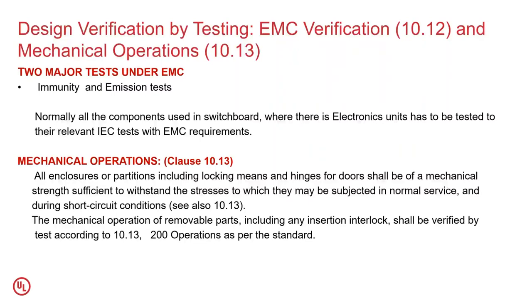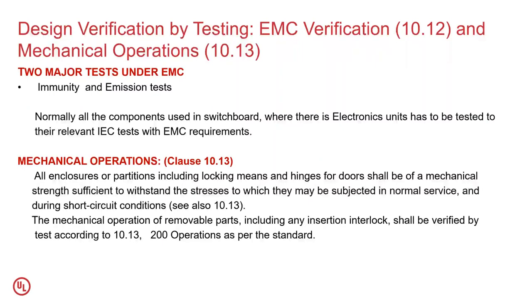Why is it required? After 20 operations, if the handle or the door comes off, then what will you do? It means maybe during the short circuit test, sometimes the door flies off. Correct? Mechanical joints are very, very important for the switchboard. Correct? All enclosures or partitions, including the locking system, means it has hinges. The door shall be mechanically strong enough to withstand the stresses during the testing. Example, some short circuit happens. That's what I'm explaining to you.